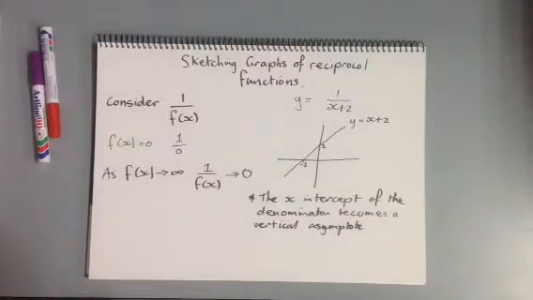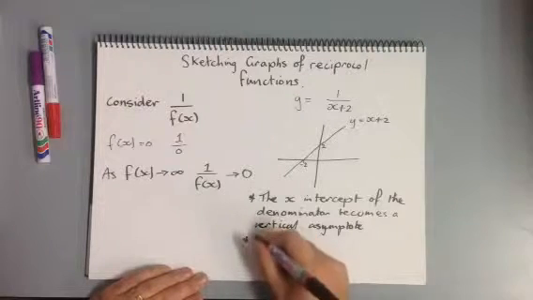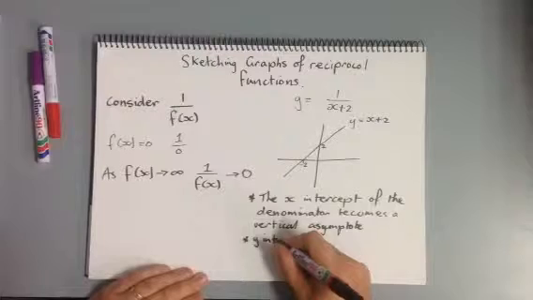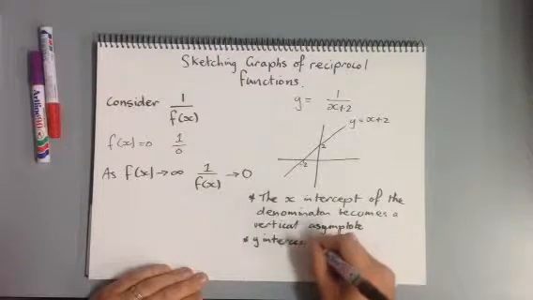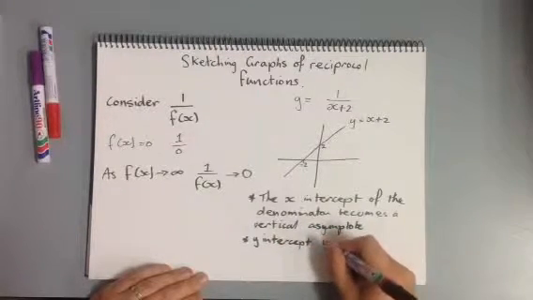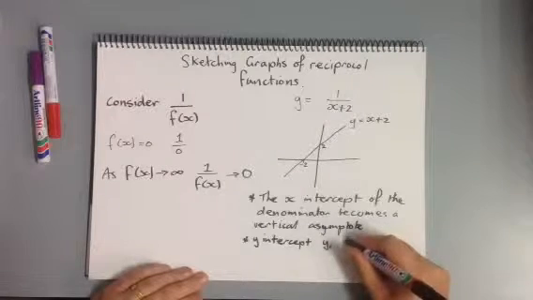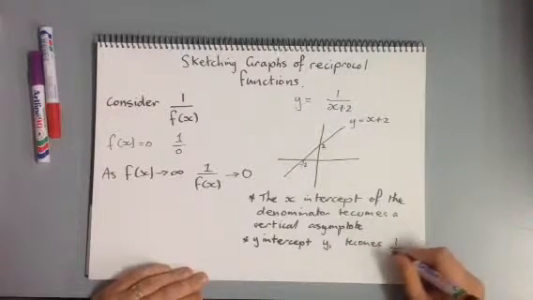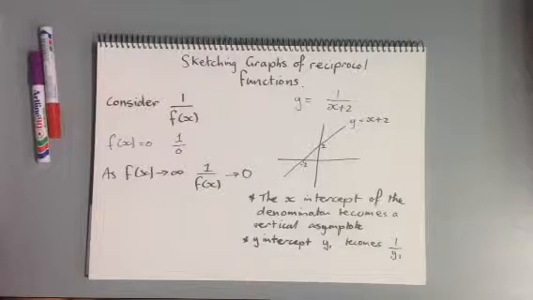The second one is that the y-intercept, y1, becomes 1 over y1 for our reciprocal graphs. So what we'll do is sketch this one on the same axes.